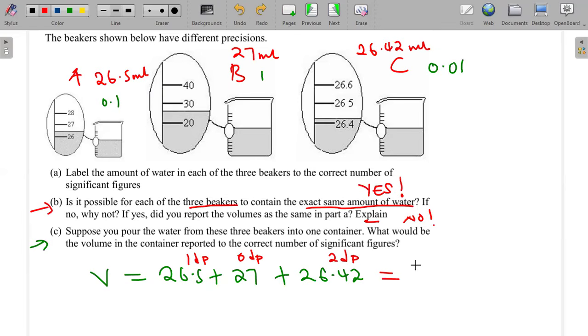So I'm going to get 79.92, but it says the answer should have 0 decimal places. So I'll round off from there. I'm just going to get 80 like that. Okay, so that will be the final answer there.